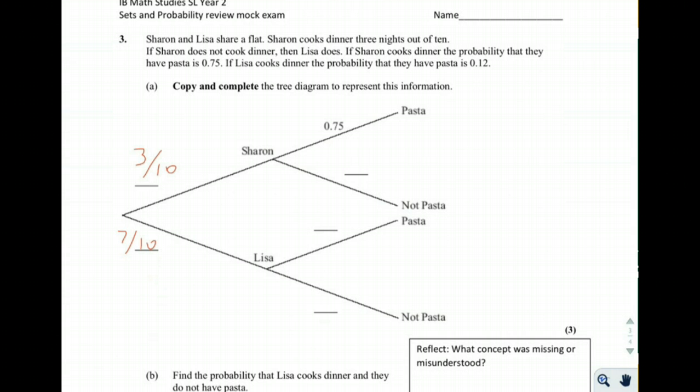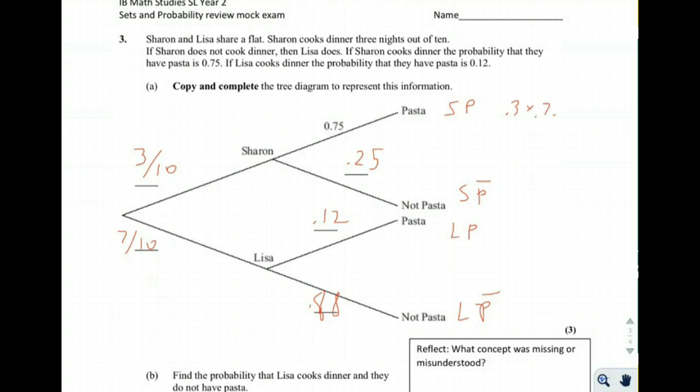Okay, and then if Sharon cooks, 75% of the time she cooks pasta. The rest of the time it's not pasta, 0.25. When Lisa cooks dinner, there's a 0.12 chance it's pasta, and the rest 0.88, because 1 minus 0.12 is 0.88, is not pasta. Okay, so it's Sharon pasta, Sharon not pasta. When you put the bar over it, that means not. Lisa pasta, Lisa not pasta. Okay, so these are the 4 things that can happen. Sometimes it's easier just to multiply everything out.